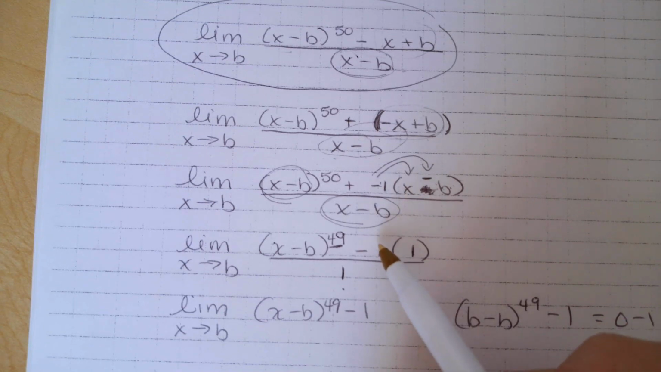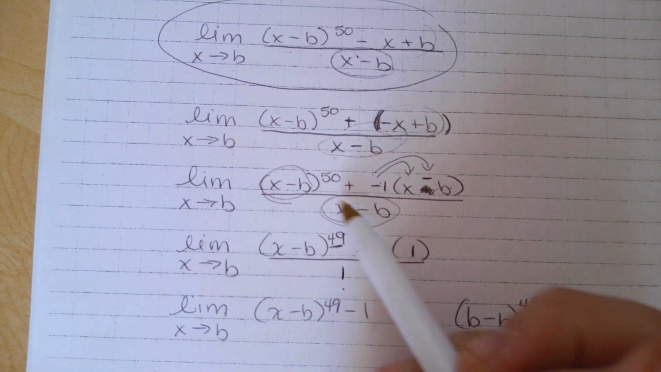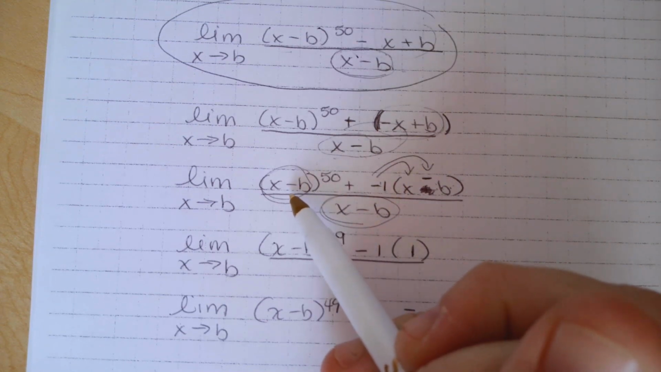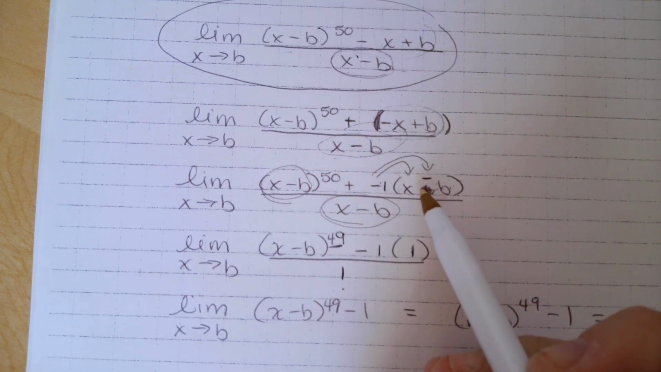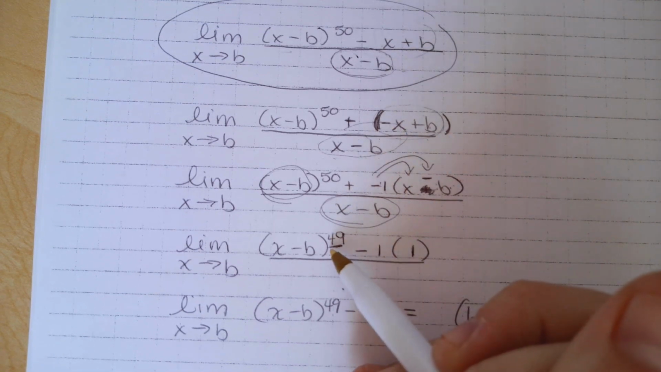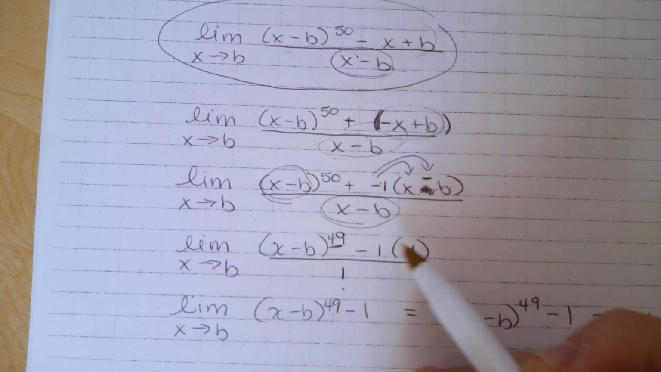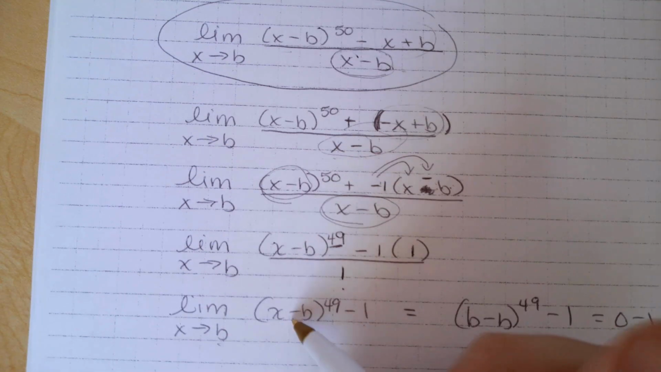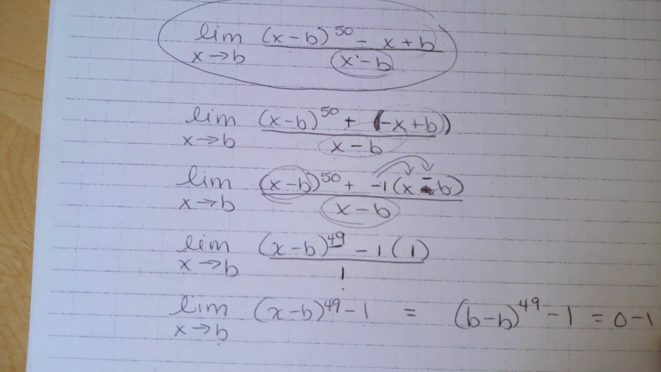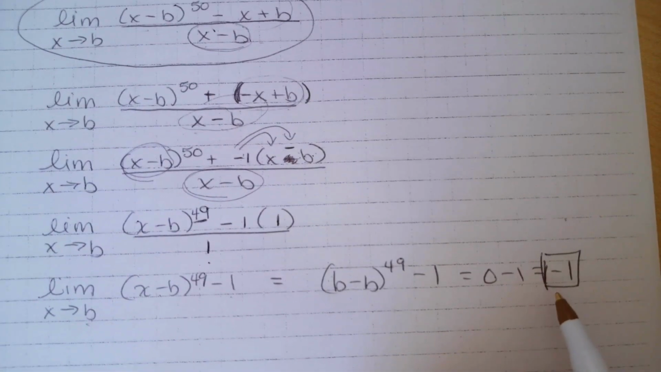And so we then ended up with an x minus b on top, x minus b on top, x minus b on top. We could now factor that out. And in doing so, this reduced to x minus b to the 49th. This reduced to 1. This reduced to 1. Plugged in b, 0 minus 1. Minus 1 for our answer.